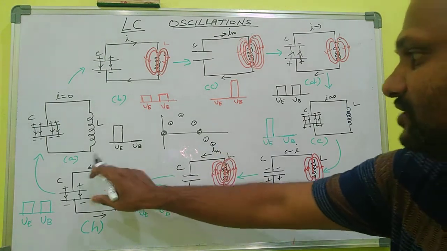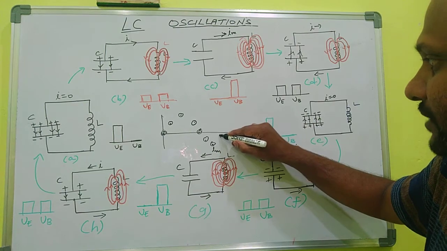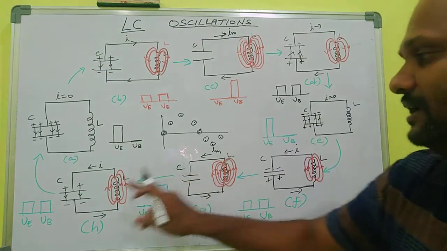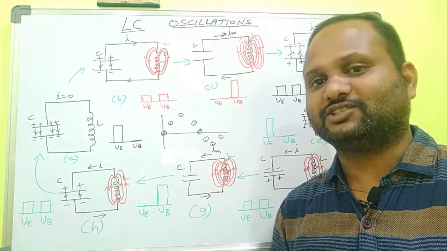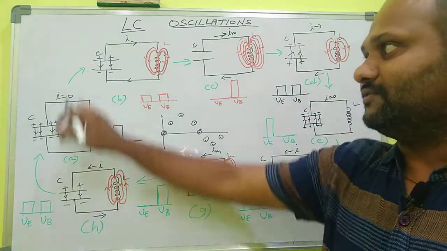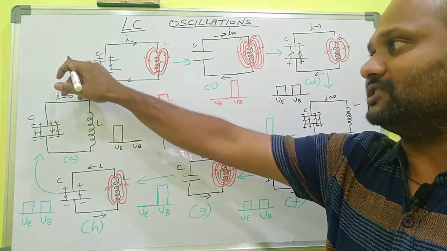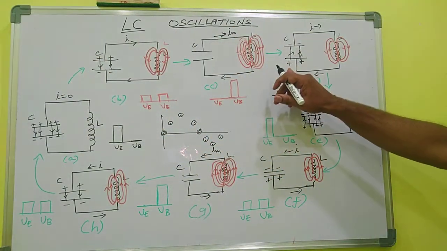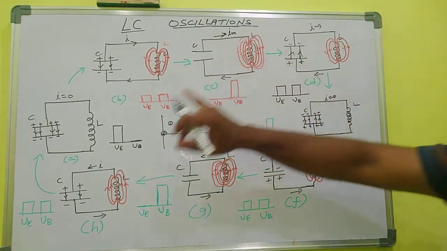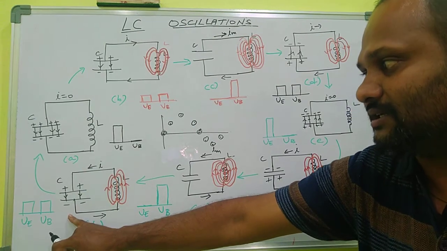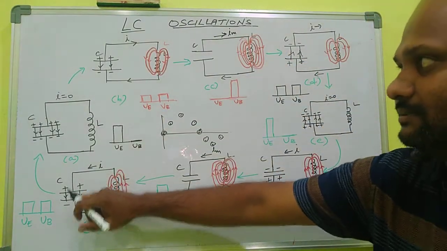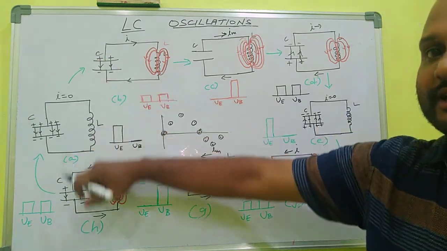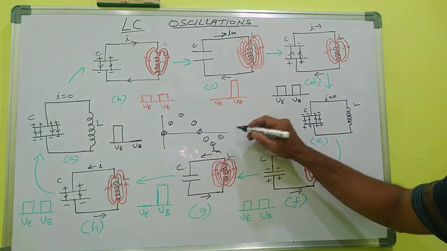And then the current changes its direction. When the current changes its direction, at that point the capacitor is charging in the opposite direction. So first step, the capacitor charging in one direction. Here the capacitor is charging in the opposite direction, and this is similar to this case. Look at the diagram. This is the step here.